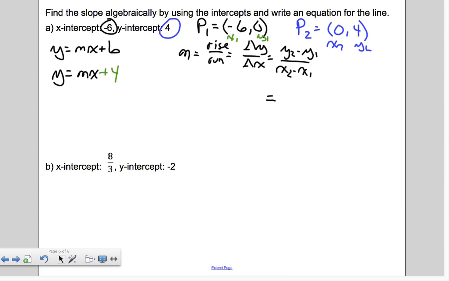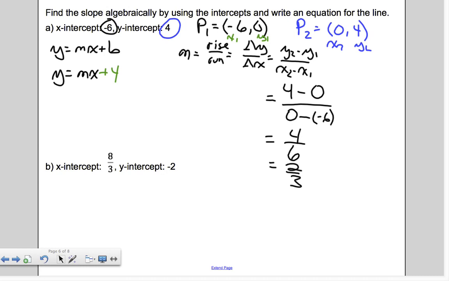Here we got y2, which is 4, minus y1, which is 0, all over x2, which is 0, minus x1, which is negative 6. Okay? It gets confusing. I will not argue that. That's why it's important. Just take those 2 seconds, label which is x1, y1, x2, y2 in your points. That way you just map it back. And here we get 4 over 0 minus negative 6, which gives us a positive 6. That's the same as 2/3.